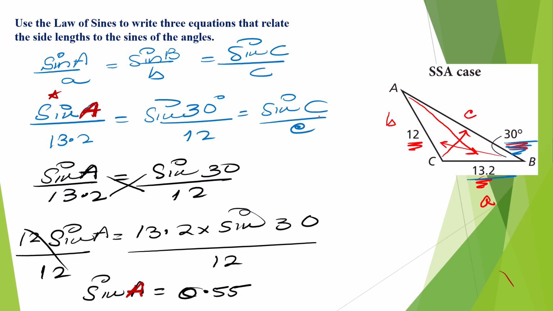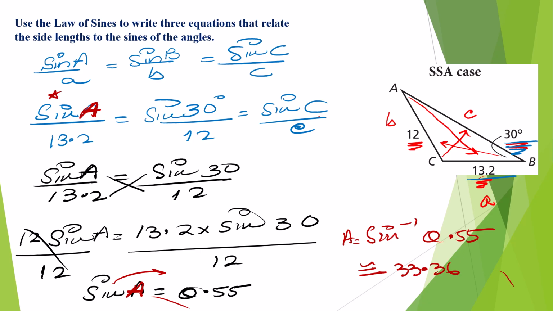So for that reason, I will bring the sine to the other side, which means I have to take the inverse of the sine. So A equals sine inverse of 0.55. To write the sine inverse in the calculator, you have to write shift sine. So write down shift and then sine and 0.55. So what do we get? We get 33.36.